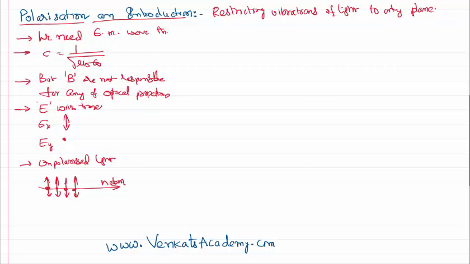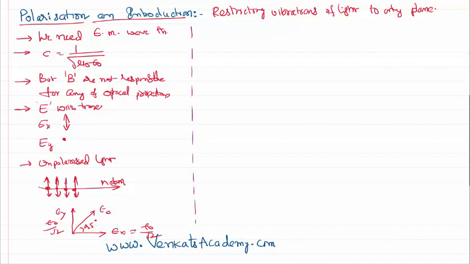So, the whole electric field E can be resolved into components: the component of the electric field along the x direction and the component of the electric field along the y direction. Being radially outward, it is at 45 degrees. So this becomes E naught by root 2 if this is E naught, and this also becomes E naught by root 2.